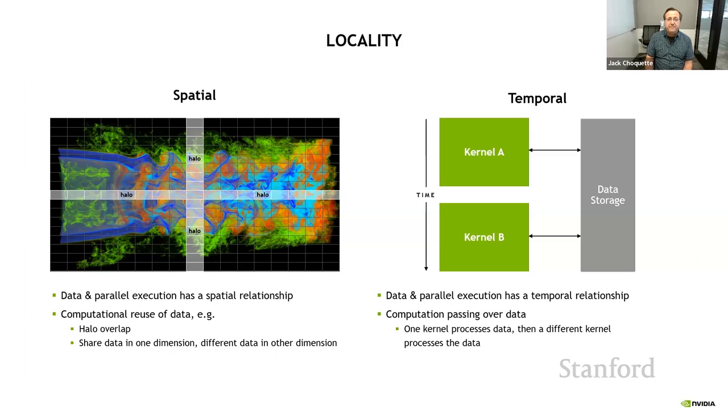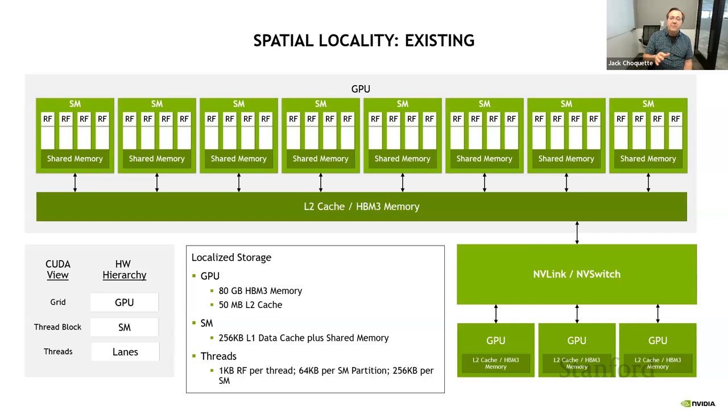So let's first review the spatial locality that current NVIDIA GPUs before H100 supported. In CUDA, locality can be expressed as a grid of execution, and a grid is mapped onto the GPU hardware hierarchy. Computation on the GPU takes advantage of storage local to that GPU. In the case of Hopper, that's 50 megabytes of L2 cache and 80 gigabytes of HBM3 memory. The next level of locality that can be expressed is a thread block, which is mapped onto the SM hardware hierarchy.